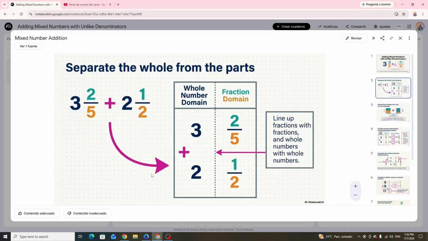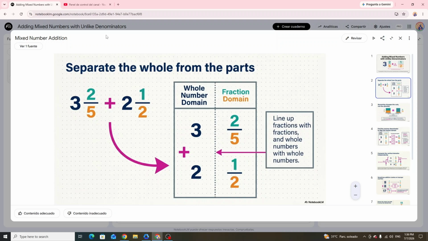Okay, in this video, I'm going to explain how to add mixed numbers. In my country, we speak Spanish, it's called a mixed fraction because it's the combination of a whole number and a proper fraction. You see, the number 3 is the whole number, and 2/5 is the proper fraction. We call it proper because the number on top is less than the number at the bottom.